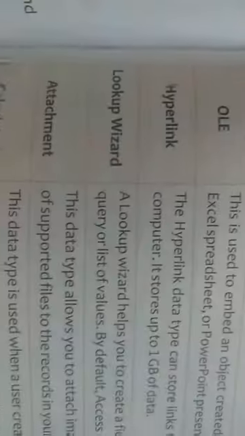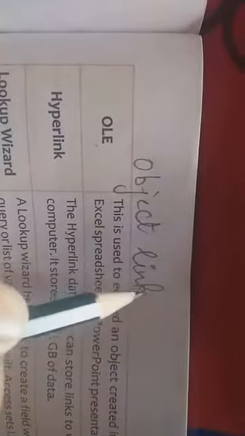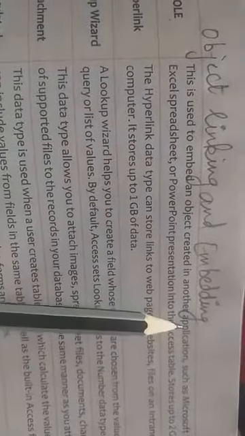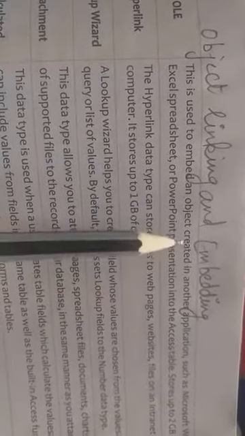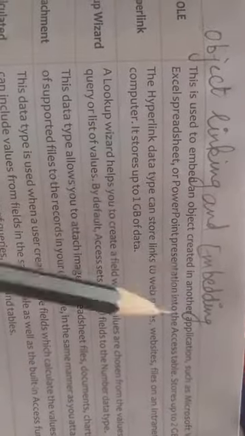After this we have OLE. What is the full form of OLE? Object linking and embedding. So this is used to embed an object created in another application. Yes, if we have created one object in Microsoft Word and we want to use it as it is in a PowerPoint or Excel, then we can use OLE.